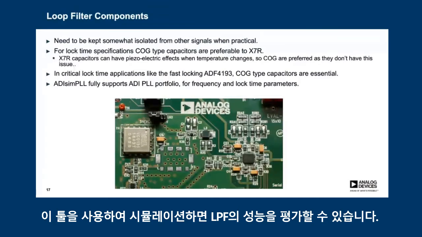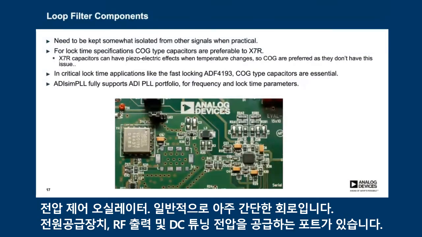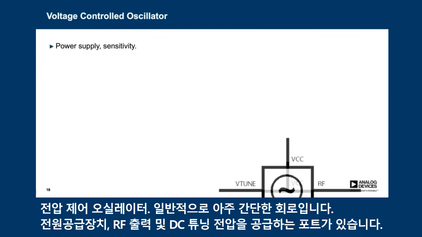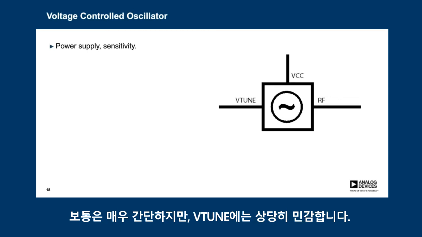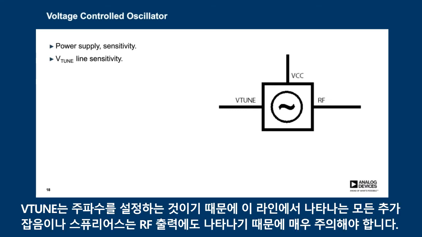using this tool. The voltage controlled oscillator, so typically a quite simple circuit, a power supply, the RF output, and then a port which we feed with a tuning voltage, a DC tuning voltage, and typically quite simple, but there is quite a sensitivity to V-tune. So V-tune is what sets the frequency, so any additional noise or spurious that appears on this line will also appear in our RF output, so we need to be very careful of that.